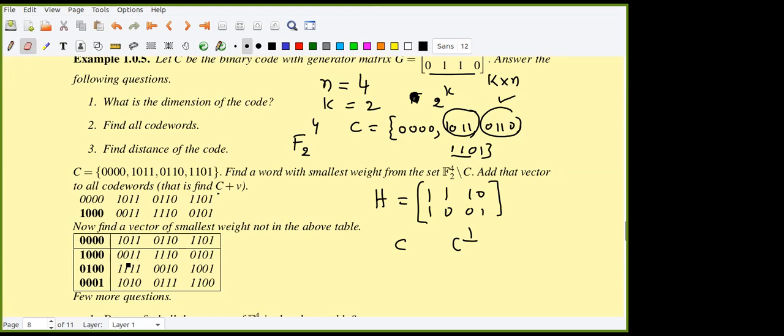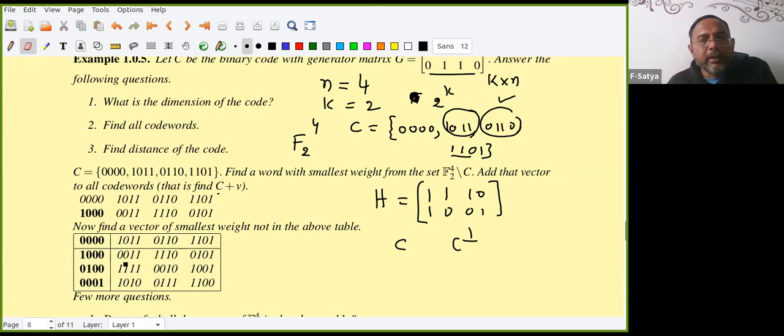Entire F2 power 4, F2 power k, correct? So now these are very nicely taken, right? You remember that last time also I told you, out of all, now the smallest weight you take. So this contains all the code words, right?